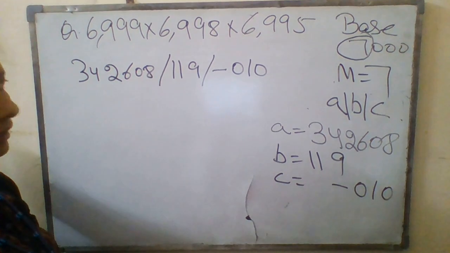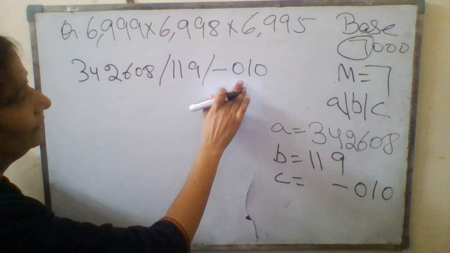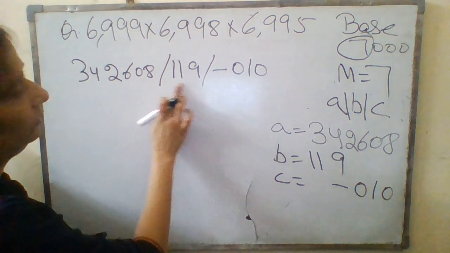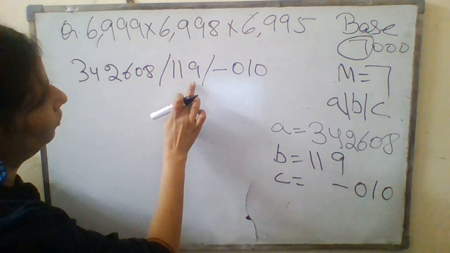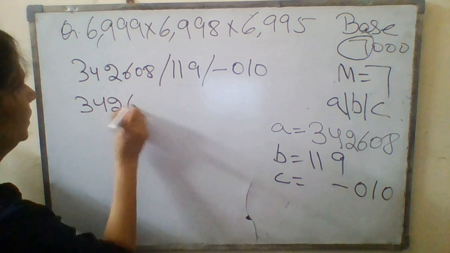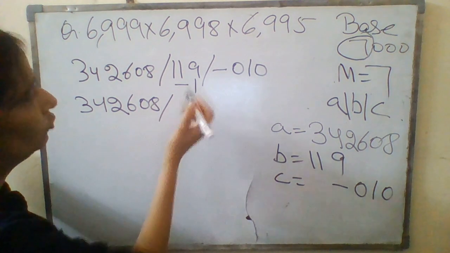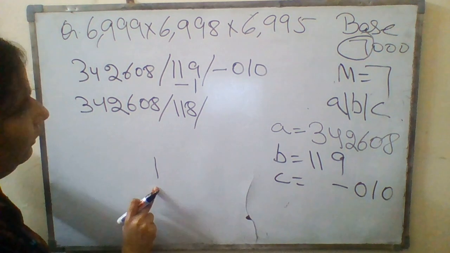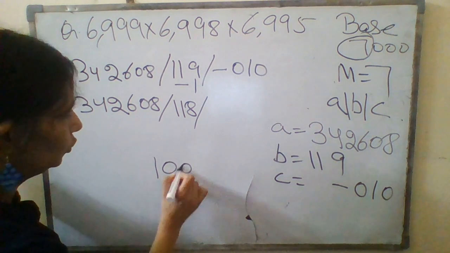Now see, this negative you have to make positive. Look here, this negative you have to make positive, and in base you have 3 zeros, you have 3 numbers here. So to make this positive, I have to borrow 1 from here. This I am going to write down as it is, 3 4 2 6 0 8. Now see, 119 minus 1. Okay, so what will be left here? 118 will be left here. Now see, 1 I have already borrowed. And how many digits you have here? 3 now. 1 2 3.